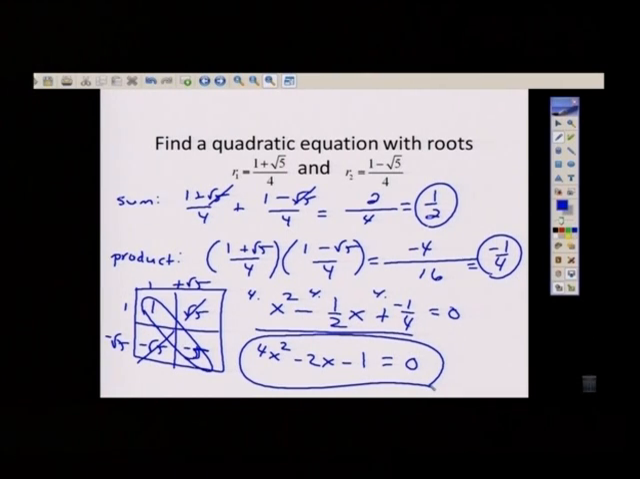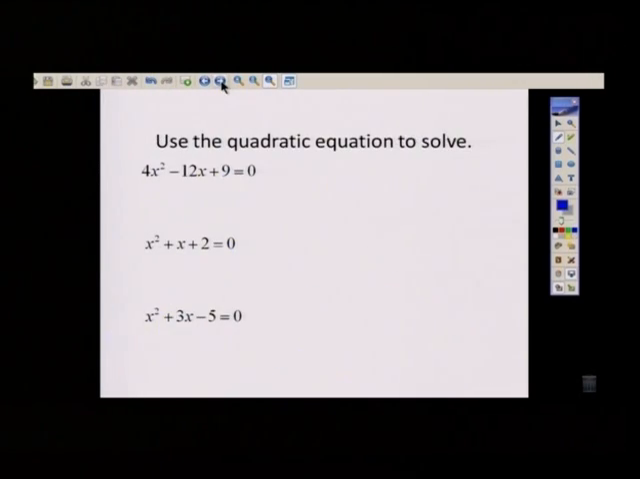So there is my quadratic equation with integer coefficients, or the other one with a coefficient of 1 on the x squared term. Okay, let's see what's next.